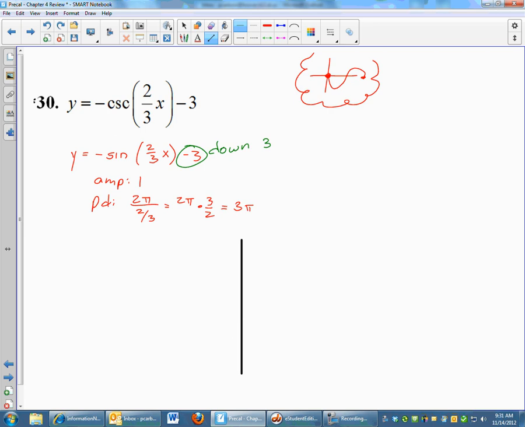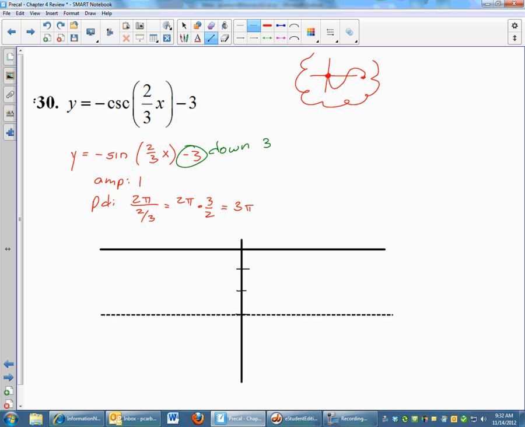If I'm going to shift down 3, then I need to make sure I leave a lot of room for me to go down 3. And my amplitude is only 1. So I'm going to put my x-axis kind of high. I'm going to go down 3, so down 1, 2, 3. And that's where my midline is going to be. So let's start by putting my midline at -3. There we go. That's where I'm going to start my graph.